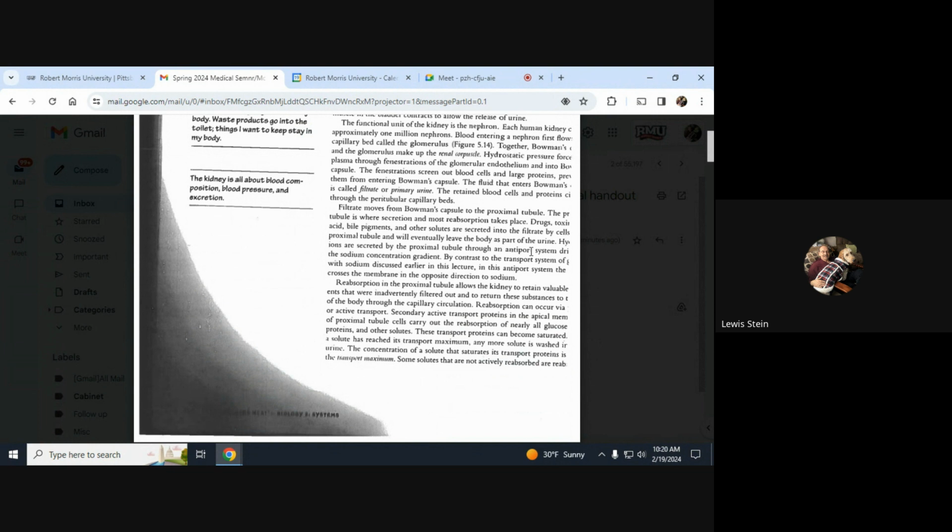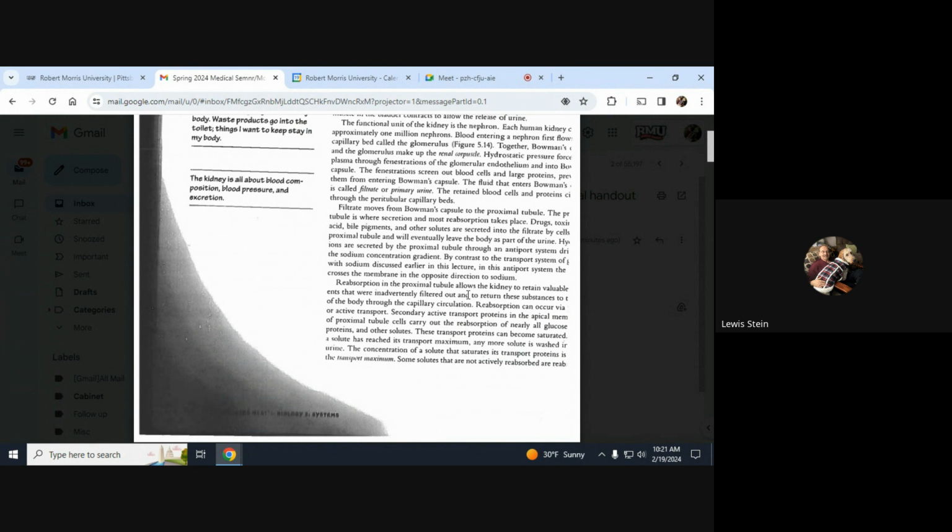So when we get to tubular secretion, which happens more than reabsorption in the distal convoluted tubule, it creates gradients to excrete or co-transport stuff that they don't want. So it's very, very interesting. You can see here, secretion: drugs, toxins, acids, bile pigments, and other solutes secreted into the filtrate by cells. They eventually leave. So the stuff that we don't want to retain, we don't retain.